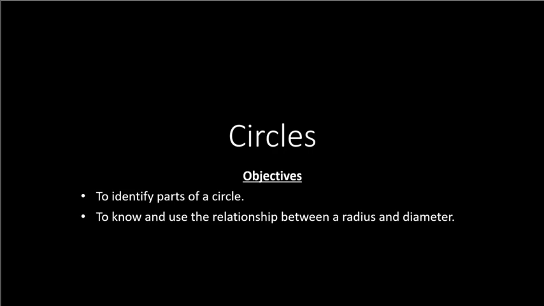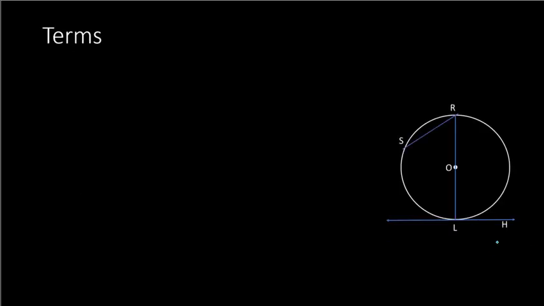In this video, you will learn to identify parts of a circle and to know and use the relationship between radius and diameter. So here in the following slide, we see a circle, and we have different parts of a circle, different segments and points. So our first definition is actually going to be the word circle.